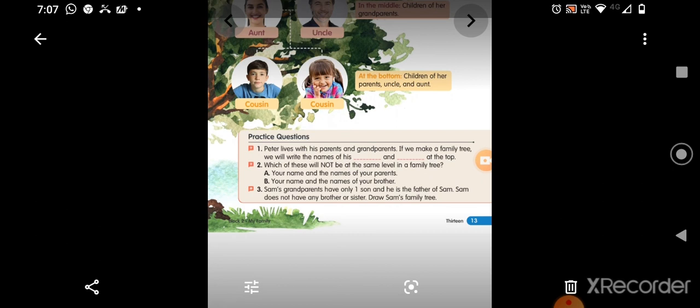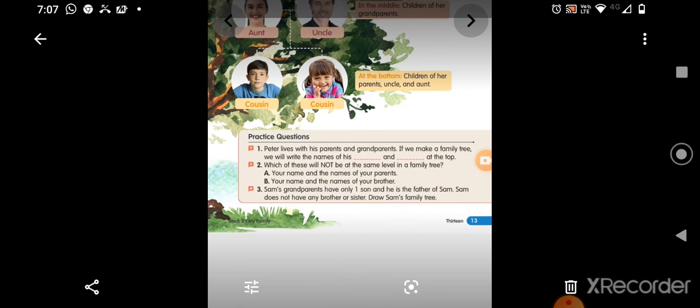Which of these will not be at the same level in a family tree? Your name and the names of your parents. Your name and the names of your brother. Very good. Your name and the names of your parents won't be in the same line because you are not of the same age. Your name and your brother's name will be the same. So they are asking which is not, so you will circle the A.